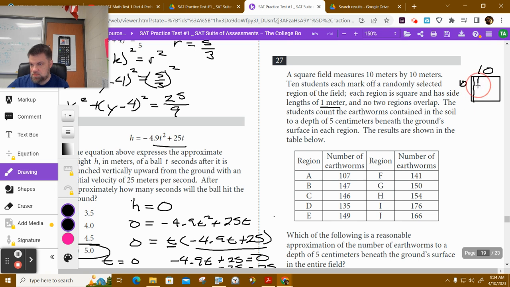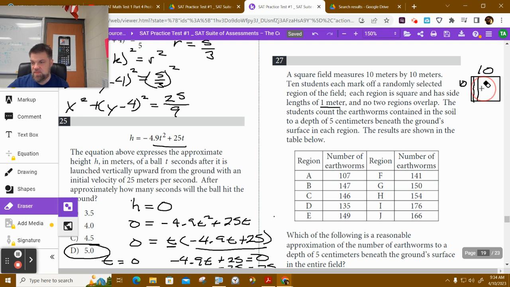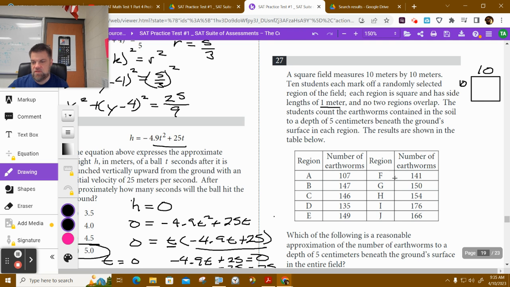1, 2. I'm not going to be able to draw all 10. Anyways, you understand what I'm saying, right? Maybe the picture doesn't help if you're using Mr. Adams' tablet. So anyways, for those regions, this is how many earthworms they find, okay? And none of them overlap.